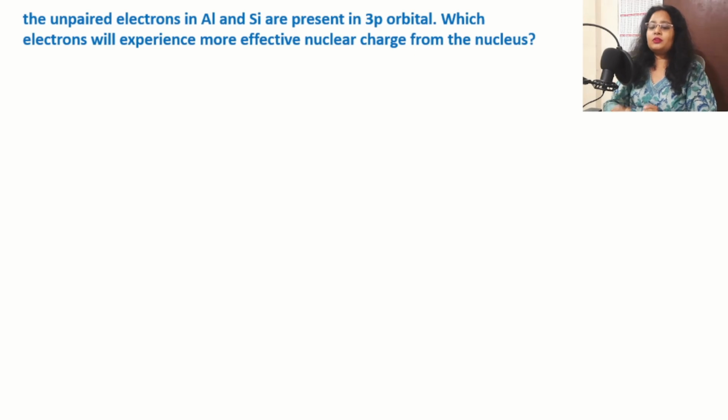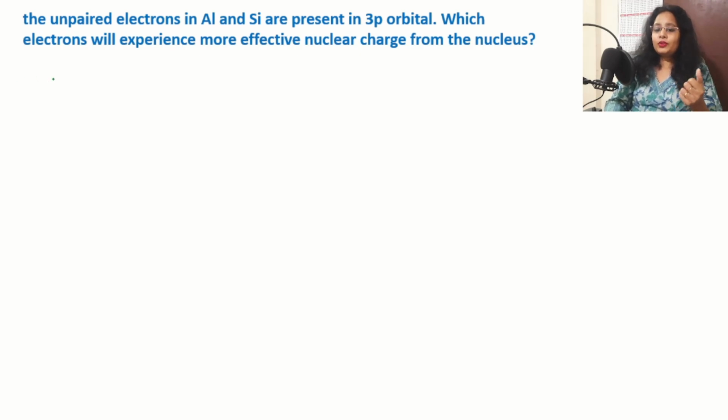So friends, first of all, understand what is effective nuclear charge. The effective nuclear charge is the force of attraction which is exerted by the nucleus on the electrons, and it attracts the electron towards the nucleus. This is called effective nuclear charge.